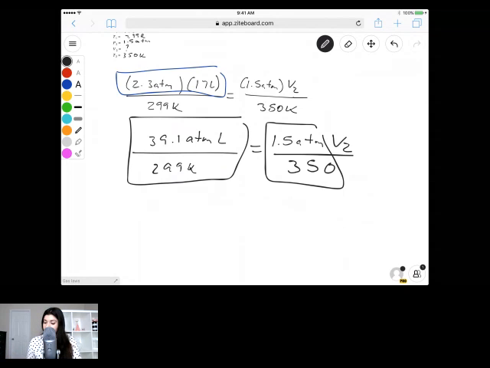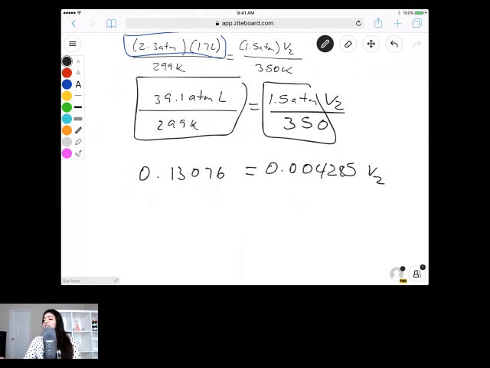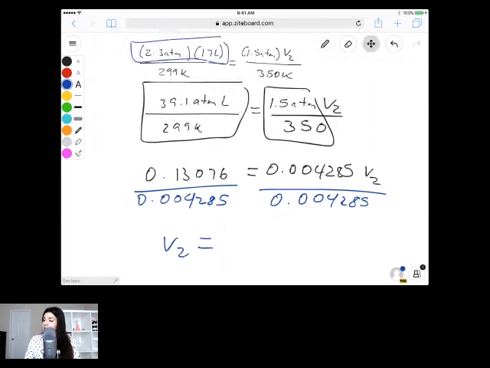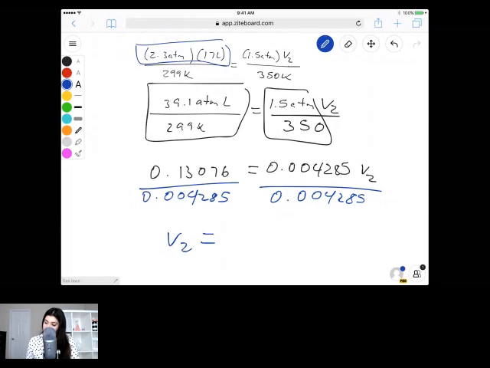So in our case, let's divide this and see, we'll get 0.13076 is equal to, so let's divide that 1.5 divided by 350, and we'll get 0.004285. And notice that I'm not rounding just yet. I just wait at the very end to round to get something that's as accurate as I can. So our last step would then be dividing by the 0.004285, and we'll see what our new volume is. So 0.13076 divided by 0.004285, and our volume is 30.5 liters.